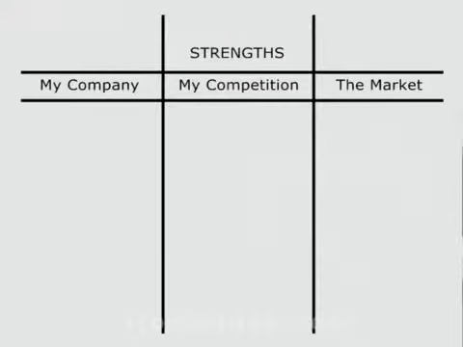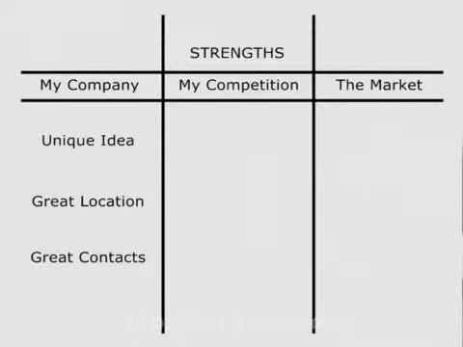Now, under the first column, my company, you're going to write down all of the strengths you believe your company has. For example, you might have a unique idea that sets you apart. You might have a great location. You might have great contacts. Those are all strengths that would go under the column of my company.